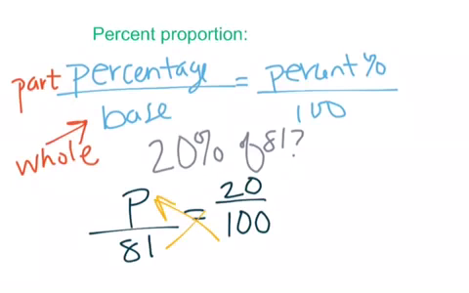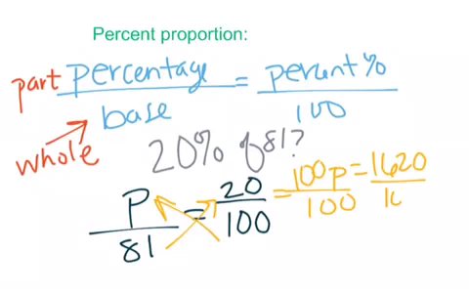You're going to cross multiply. That's going to be 100p equals 1,620. We divide by 100, divide by 100. It's going to give us 16, so P equals 16.2.